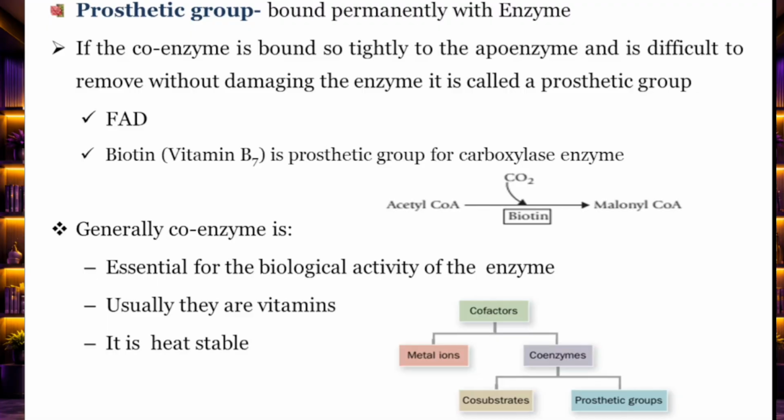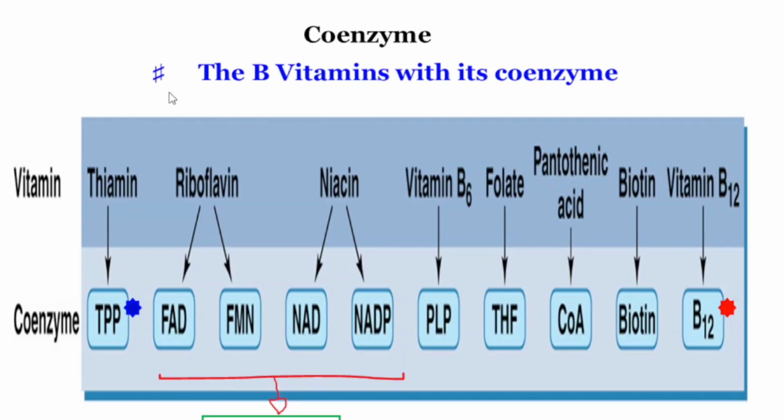For example, biotin, or vitamin B7, is a prosthetic group for the carboxylase enzyme, right? So if we remove the biotin from the carboxylase enzyme, the enzyme's function will be altered, or it will be what? Damaged. Generally, a coenzyme is essential for the biological activity of the enzyme. Usually they are vitamins. They are heat stable. Okay. This is the coenzyme, especially the B vitamins. For example, these are vitamins, right?